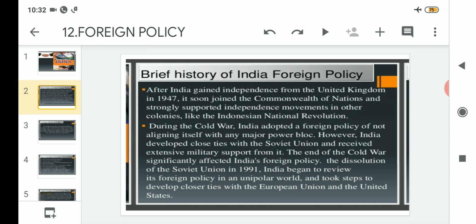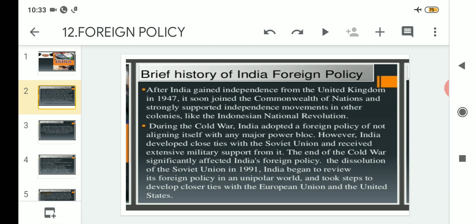So as a kind of protection, India was getting military help from the USSR because India had maintained a good relation with it. The end of the Cold War significantly affected India's foreign policy. With the dissolution of the Soviet Union in 1991, India began to review its foreign policy in a unipolar world. As we know, the USSR disintegrated in 1991, that means it was dissolved.